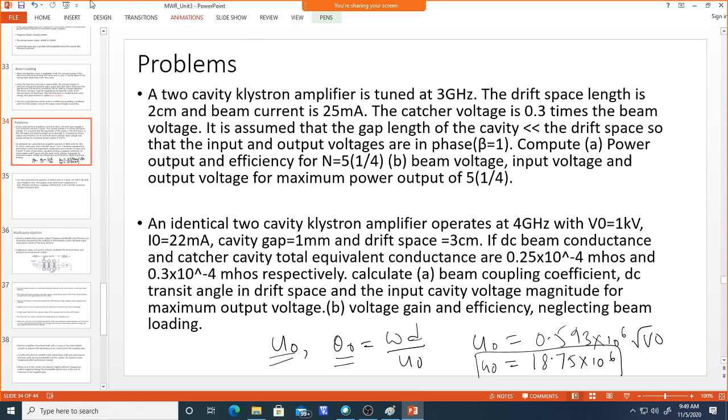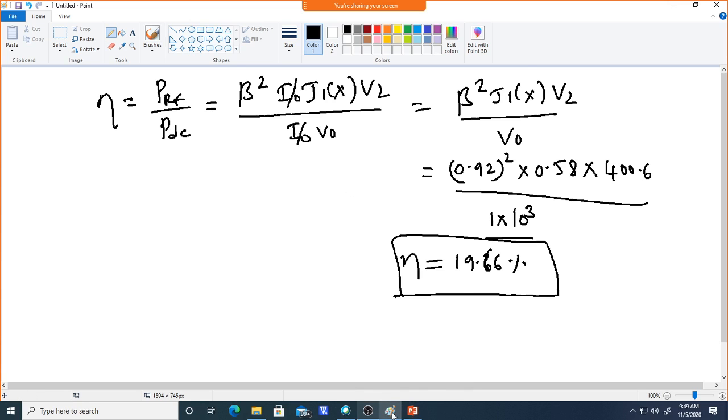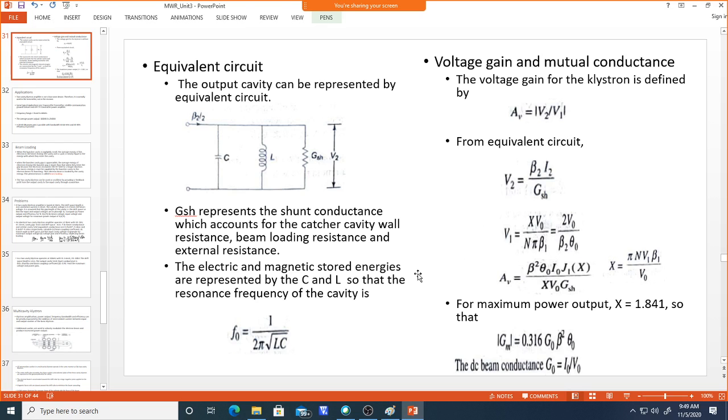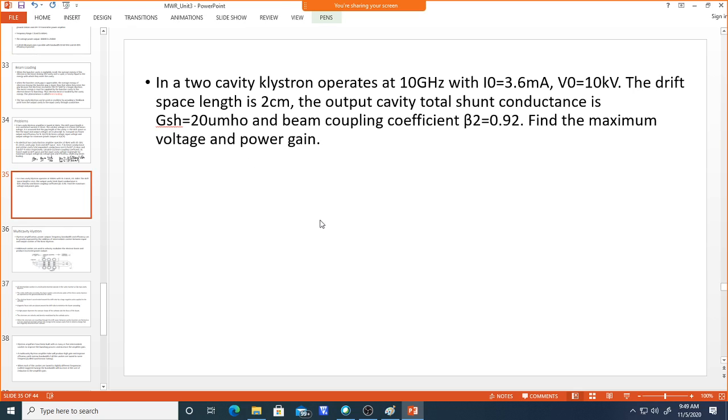Okay, so this is about the problems on the two cavity klystron. Use the appropriate expressions; you can refer to these equations, which are included in the new problem. I will update the PPT and send it to you. Now one more problem is there, which we will do in the next class, or you can take this problem and try to do it on your own.